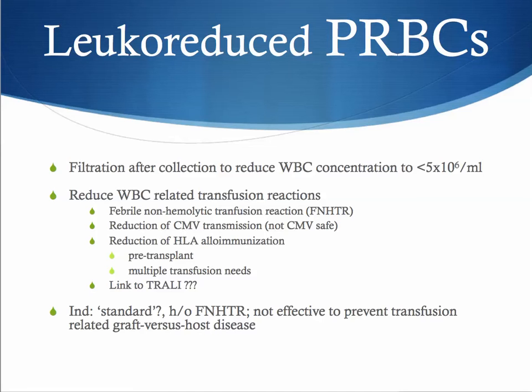The reduction of white blood cells also reduced the rate of alloimmunization to HLA components, since HLA is on the white blood cells. Patients benefit from the reduction of alloimmunization pre-transplant, since a lot of your tissue matching is due to your HLA composition, so less HLA antibodies means better matching for transplant, therefore better outcome. Or if you have multiple transfusion needs, we also reduce the occurrence of atypical antibodies.